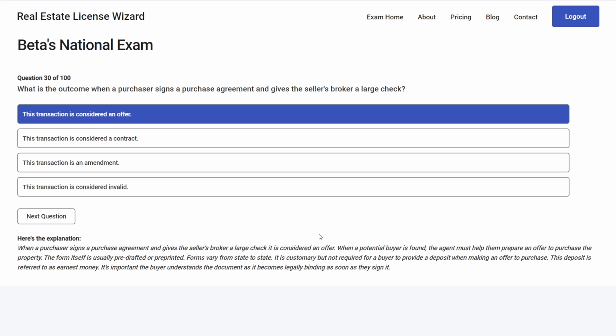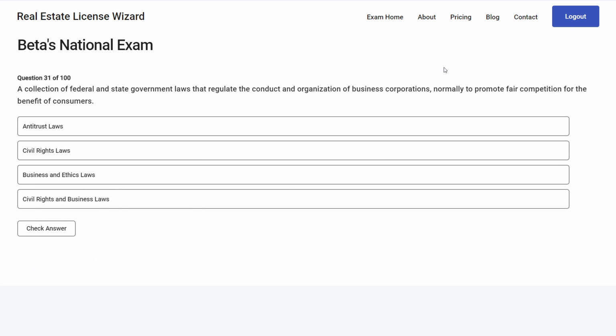And I don't know if you guys knew this, but you can actually potentially lose an earnest deposit if you're not reading the contract correctly. You put in an offer, you act like you're going to buy the house, you go through all the steps, and then you back out. You actually could potentially lose that earnest money. So keep that in mind when you're advising your clients. All right, next question, 31. A collection of federal and state government laws that regulate the conduct and organization of business corporations, normally to promote fair competition for the benefit of consumers. All right, is it antitrust laws, civil rights laws, business and ethic laws, or civil rights and business laws? So I'm going to give you guys an opportunity to come up with that one, think that one over.